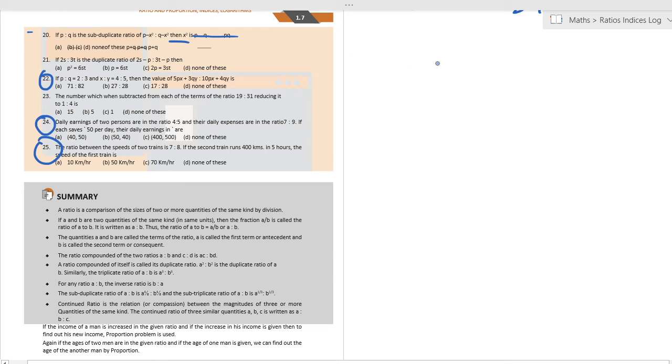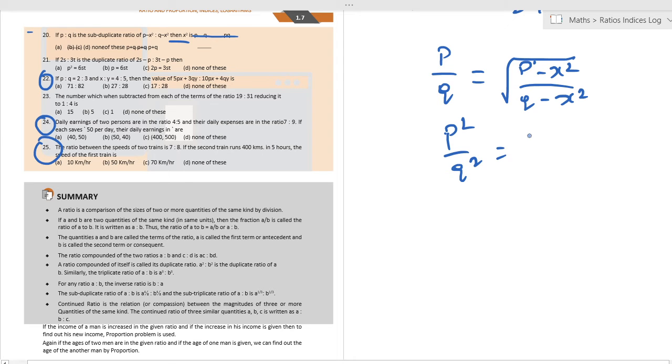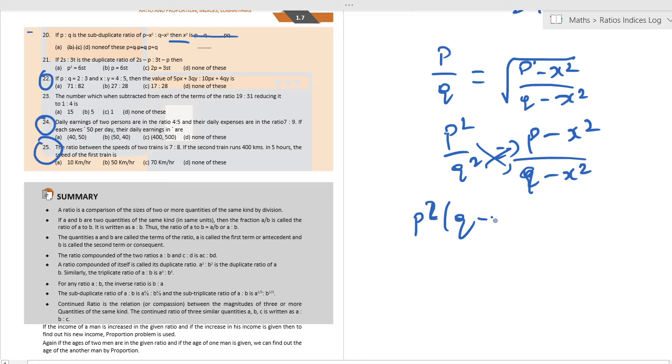They said P by Q is the subduplicate ratio, that is, root of P minus x square by Q minus x square. Then find the value of x square. Simple, we just have to find it by solution. So squaring on both sides, P square by Q square equals P minus x square by Q minus x square. Then cross multiply, this with this, this with this. P square into Q minus x square equals Q square into P minus x square.